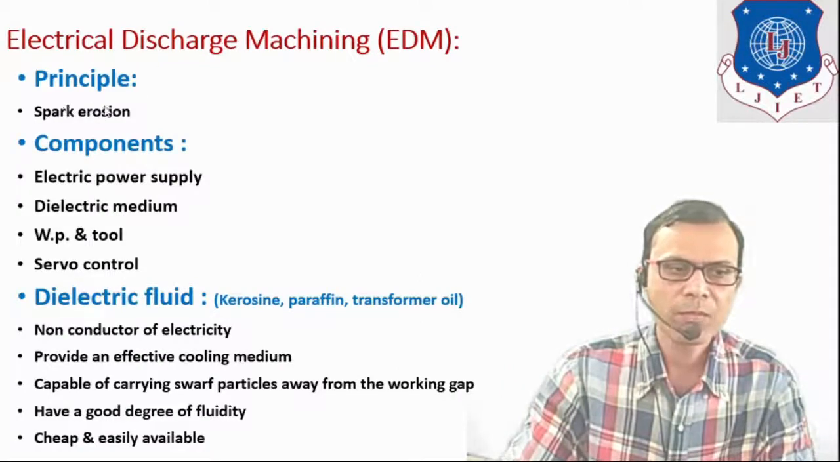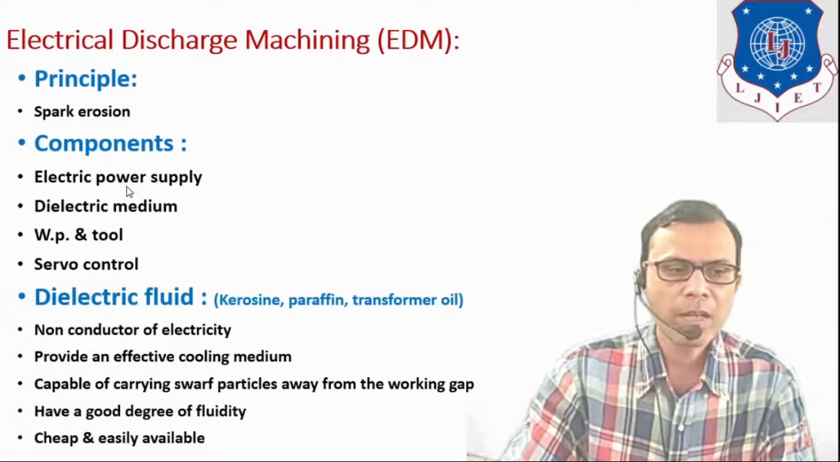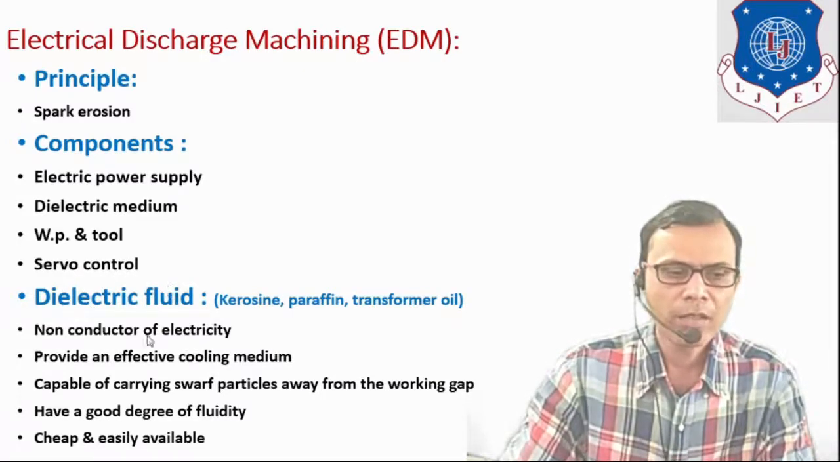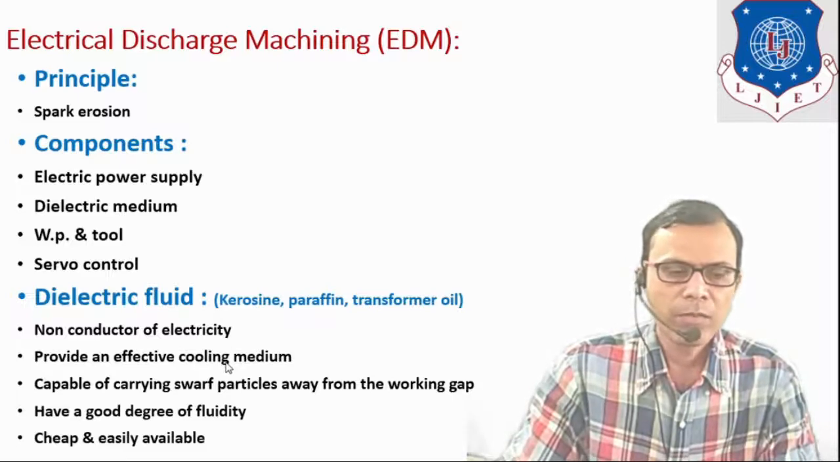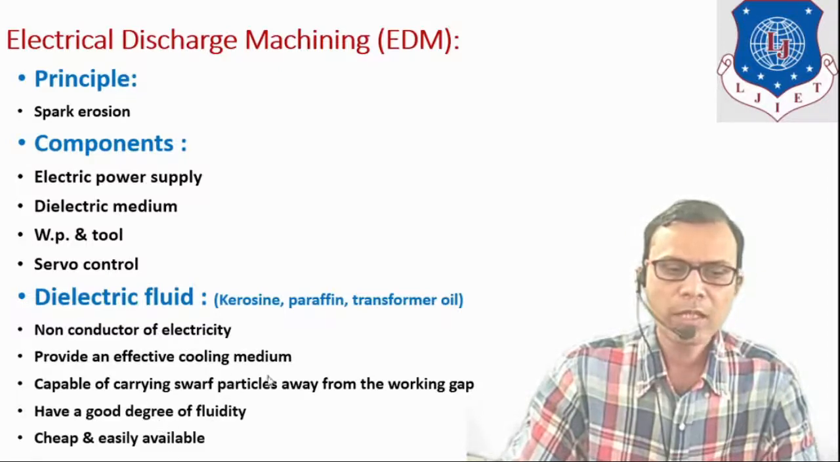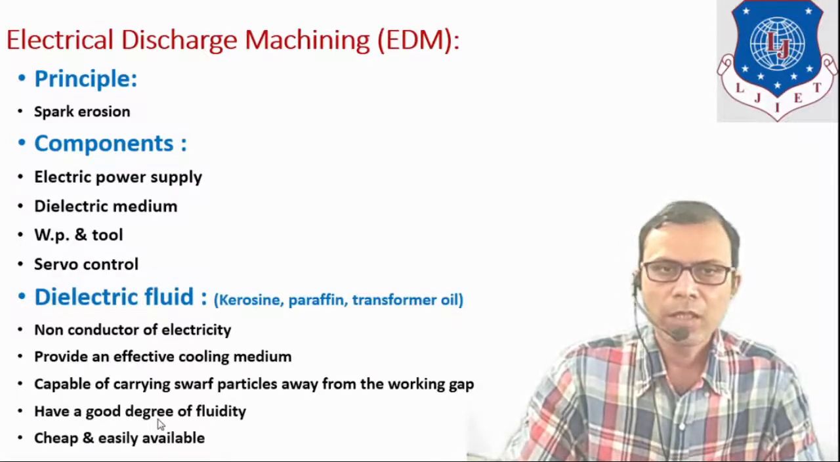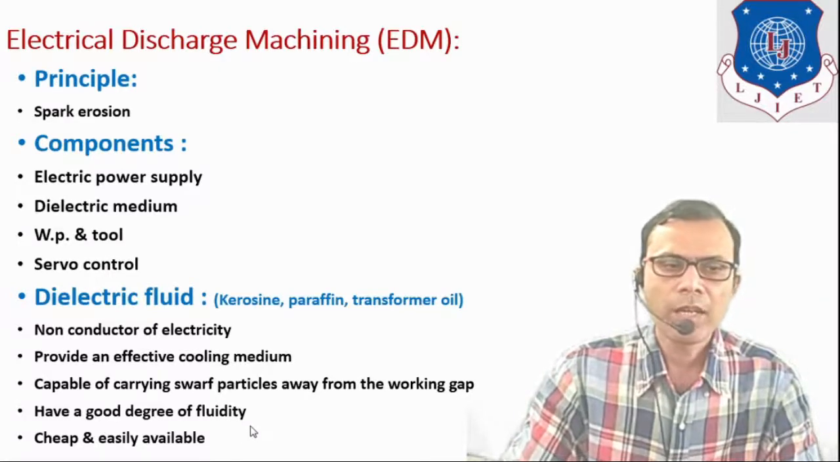The principle is spark erosion. The components basically used are electrical power supply, dielectric medium, workpiece and tool, and servo control. The function and requirement of the dielectric fluid are: it is a non-conductor of electricity, it provides effective cooling at the interface of cutting tool and workpiece, and it is capable of carrying the swarf particles away from the workpiece. It should have a high degree of fluidity and it should be easily and cheaply available.